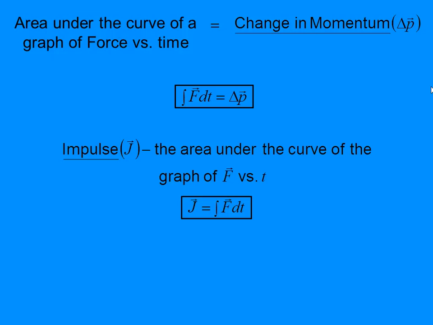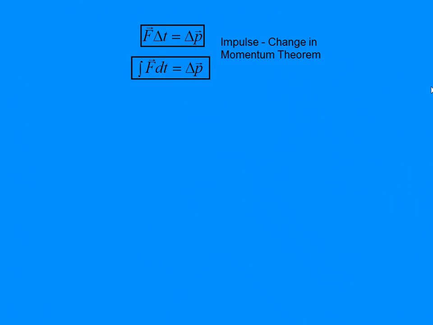So you can define impulse as F delta t if it's a constant or average force, and as the integral of force with respect to time if it's a non-constant force. Units are still Newton seconds, of course. Impulse change in momentum theorem, calculus version. So we now have two ways of calculating impulse and relating it to the change in momentum.